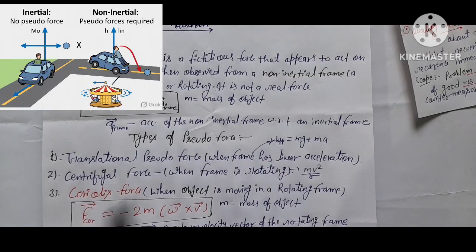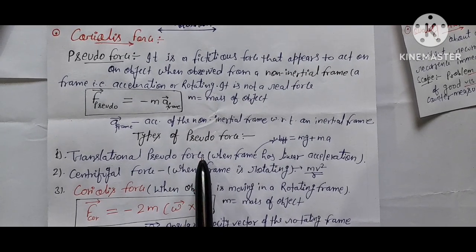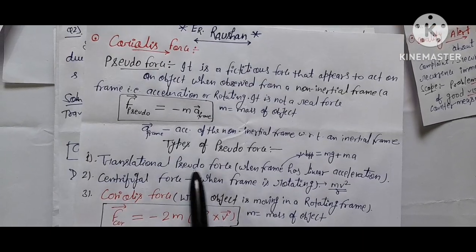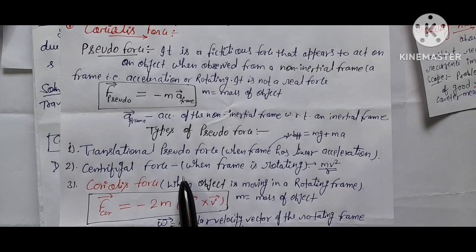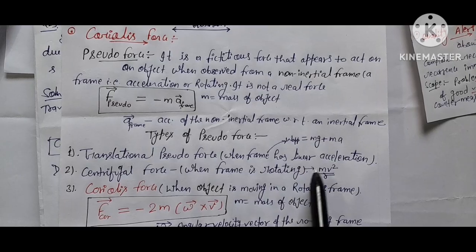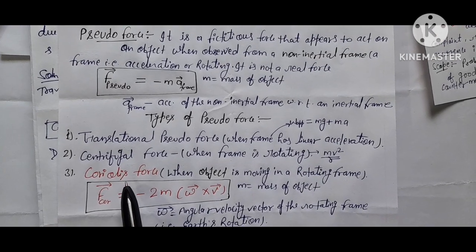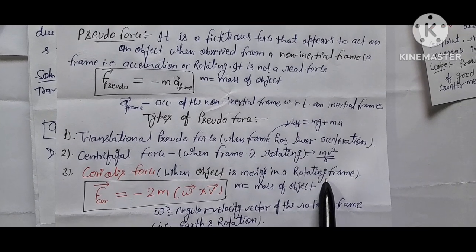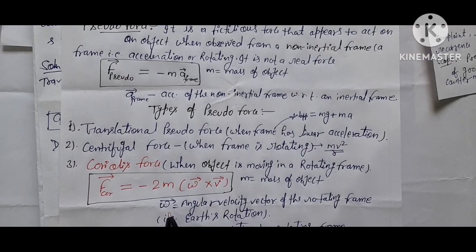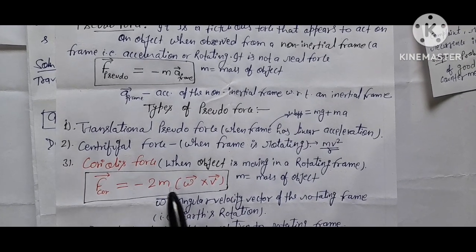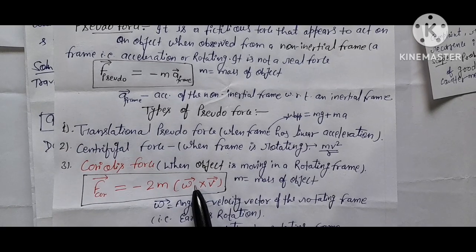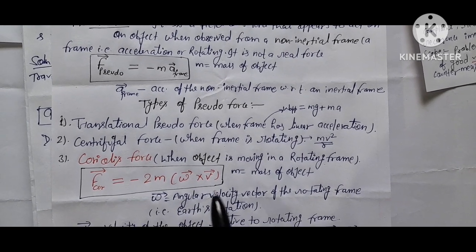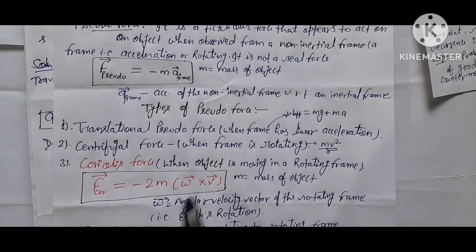Types of pseudo force: translational pseudo force, when the frame has linear acceleration. Centrifugal force, when the frame is rotating, equal to mv squared divided by r. And Coriolis force, when an object is moving in a rotating frame, meaning a non-inertial frame. So Coriolis force equals minus 2m vector omega cross v, where omega is the angular velocity of the rotating frame, and v is the velocity of the object.